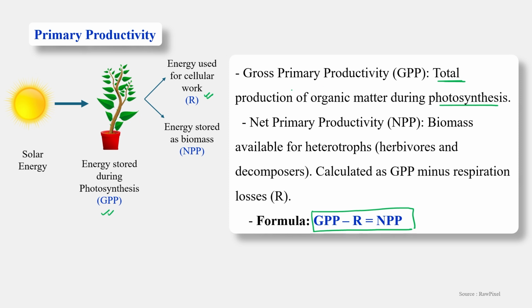Is this clear? Gross primary productivity means total production of organic material by this plant, while net primary productivity is the biomass which is available for heterotrophs. Heterotrophs may be herbivore or decomposer or whatever, meaning the remaining biomass, because some amount of the energy is already utilized by the plant for its own growth, for its own cellular function. So this is how we can analyze it. GPP minus R is equal to net primary productivity, where R means loss of energy.